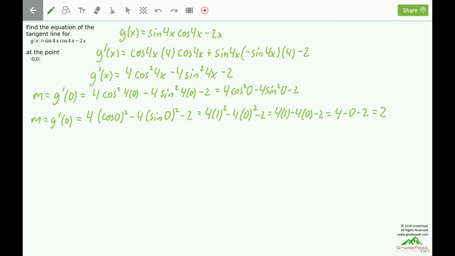We can now set up the point slope formula to find the equation of the tangent line. It's going to be y minus the y coordinate of the point, that's up here, that's a 0, equals the slope 2 times x minus the x coordinate, which is also a 0. We can ignore the minus 0 on each of these. So we have y equals 2 times x, or y equals 2x to be the equation of the tangent line for that function at that point.